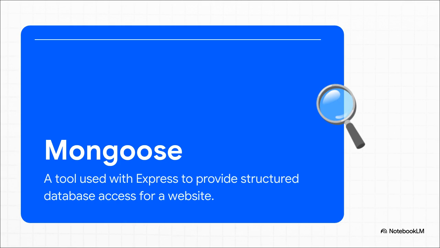But how does our Express app actually talk to that database? Well, we use a tool called Mongoose. It basically acts as a bridge, or maybe a translator. Instead of writing really complex database commands, developers can just work with simple JavaScript objects, which makes the code way cleaner, much more structured, and a lot less likely to have errors.